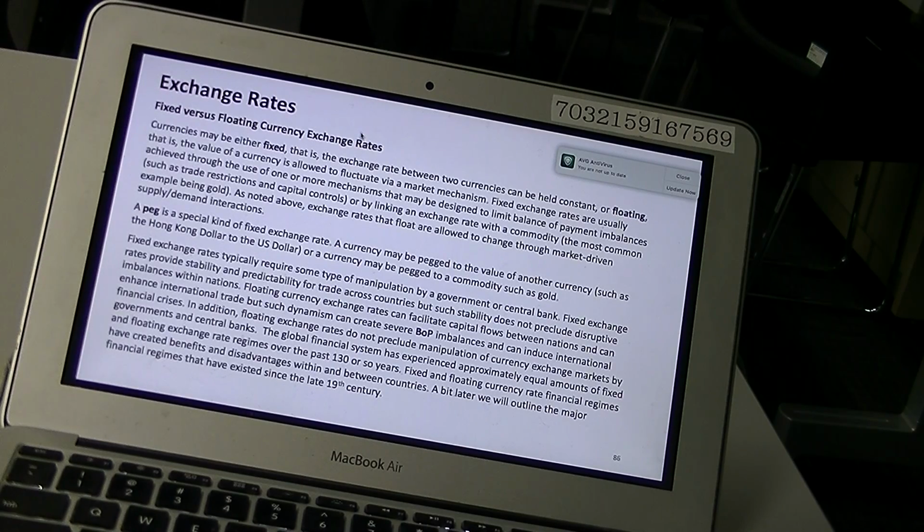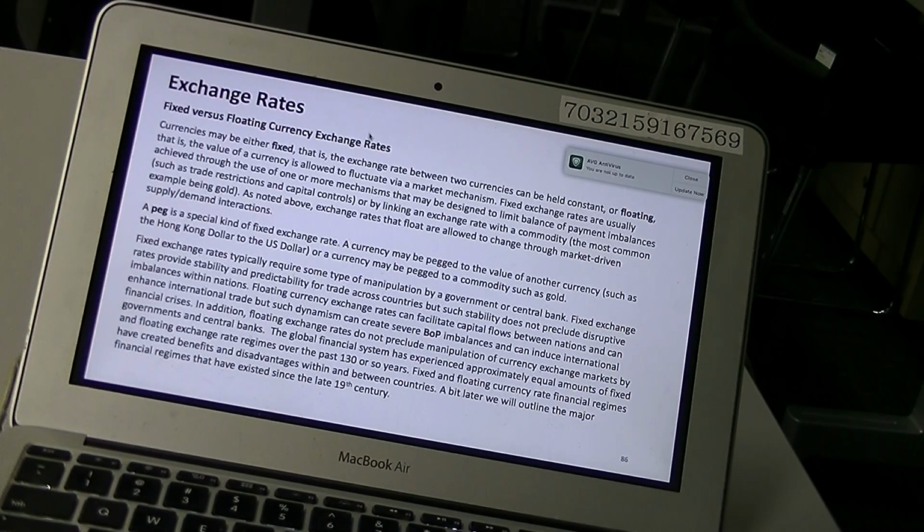Another way that currencies remain fixed is that the exchange rate is linked with a commodity, and the most common example is gold. And we'll see that's something called the gold standard. We have historically had what are called fixed exchange regimes, and we'll talk more about that later, that involve gold.